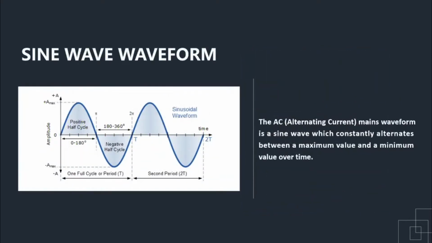Sine wave waveform. The AC or alternating current means waveform is a sine wave which constantly alternates between a maximum value and a minimum value over time. So, familiar naman tayo sa isang sine wave. Alternate siya na nag-go between the maximum value and the minimum value. So, makikita nyo dyan yung positive half cycle at yung negative half cycle. Yan ay example ng isang sine wave.